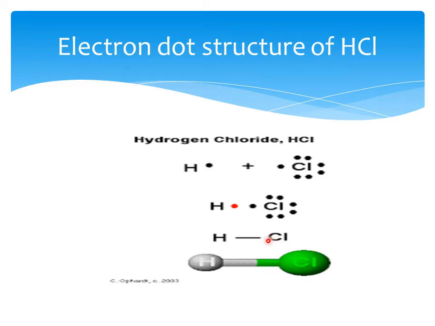Okay. So this is the formation of a covalent bond in HCl, and the electron dot structure of HCl is this second one. This is the electron dot structure of HCl. Hydrogen's 1 electron is shown here. Chlorine's 7 electrons are shown here. These 2 electrons are shared. And this is the electron dot structure of HCl.